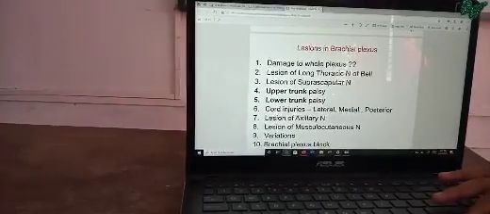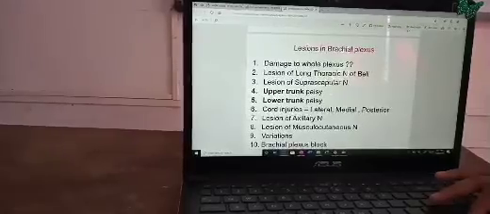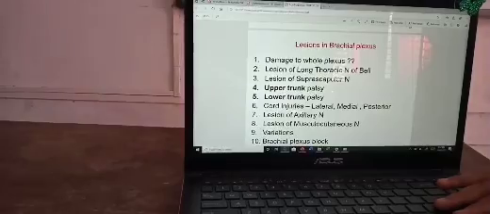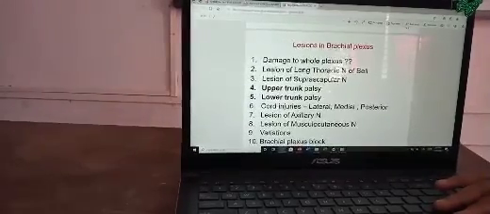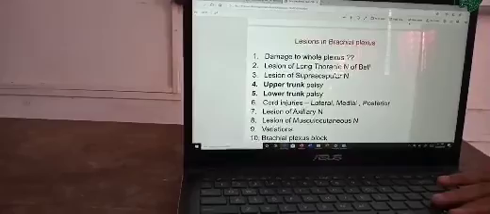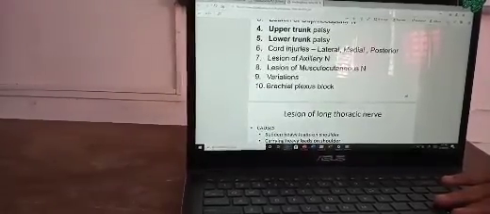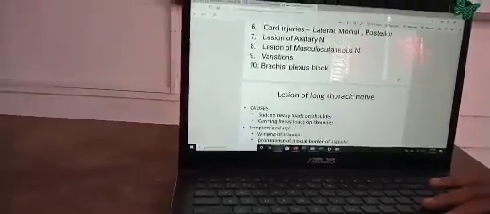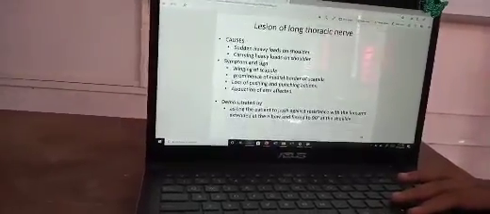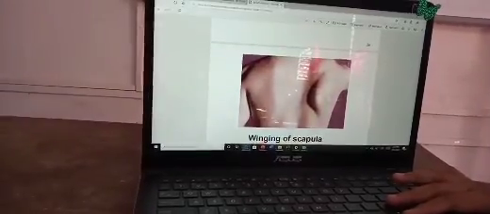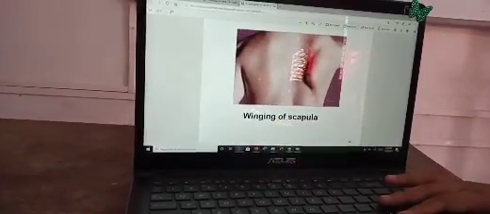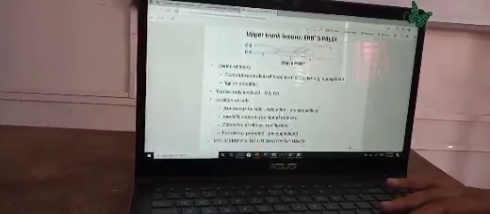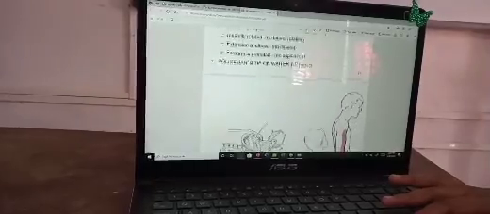There is damage that can take place to the brachial plexus, like the entire plexus can get damaged, the long thoracic nerve can get damaged, you can have Erb's palsy, upper trunk palsy, lower trunk palsy, injury at the level of the cord, musculocutaneous injury, the brachial plexus block. All these are the different complications that take place with the brachial plexus.